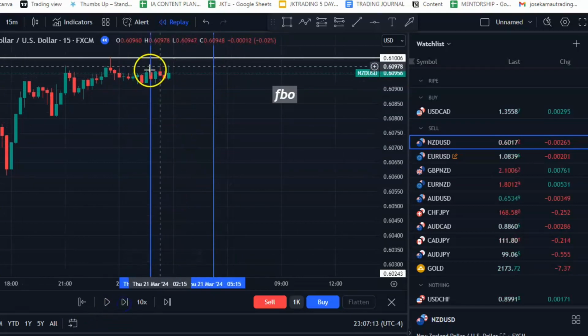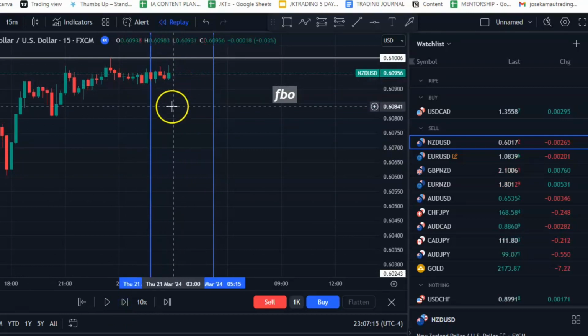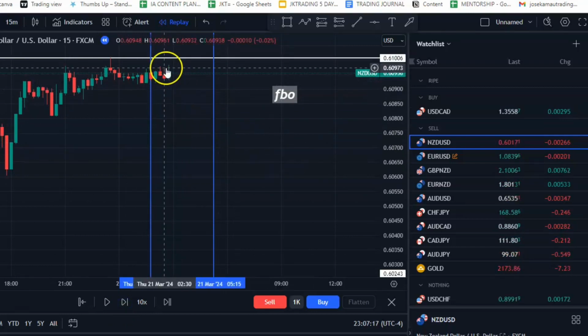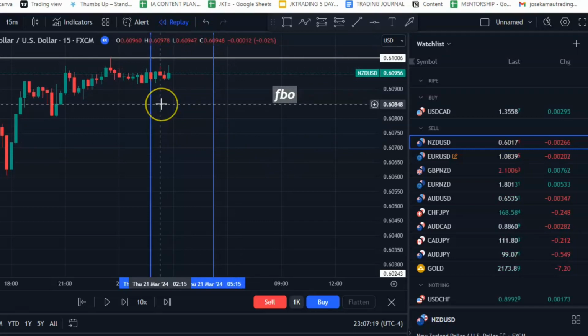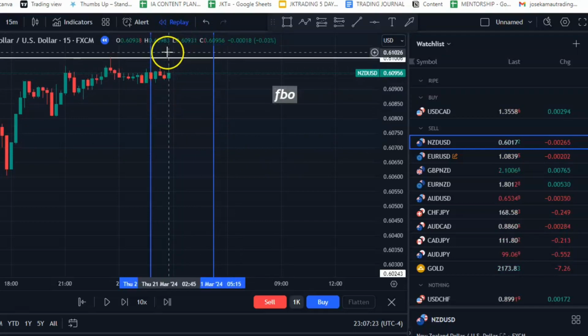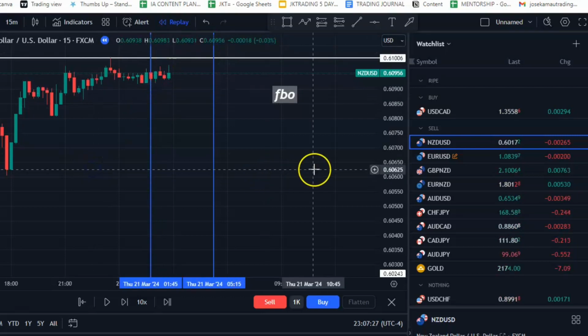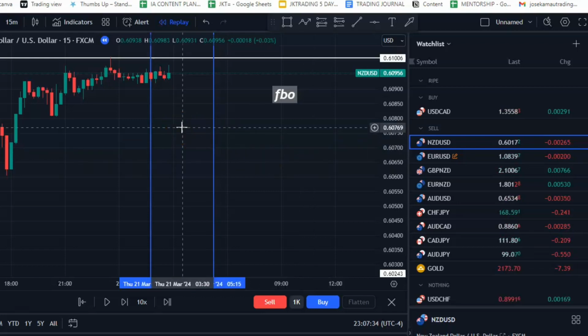Price does not do anything. It's just consolidating. Now, if price does not break out of the high or the low, then we just do nothing. But if it breaks out, we adjust the high to the new high set in the first hour. Now, this brings us to the liquidity sweep. The liquidity sweep is a one candle breakout on the 15-minute time frame.